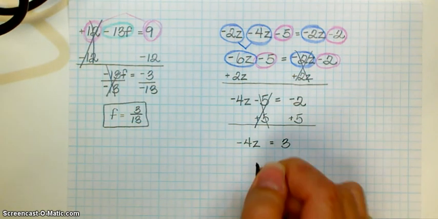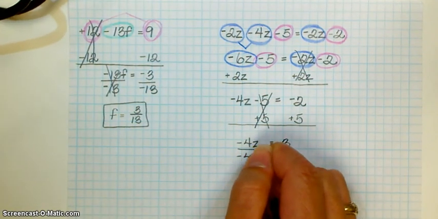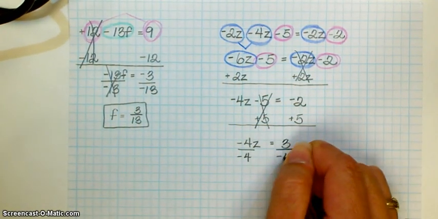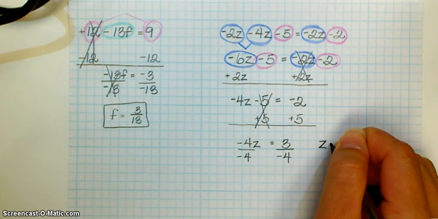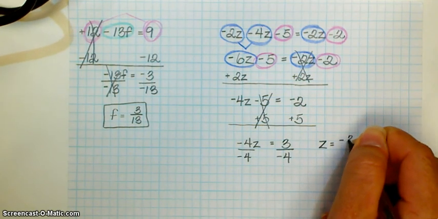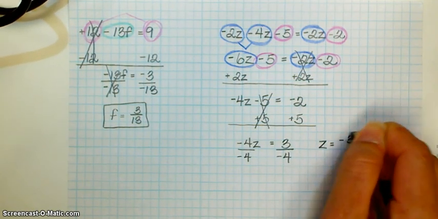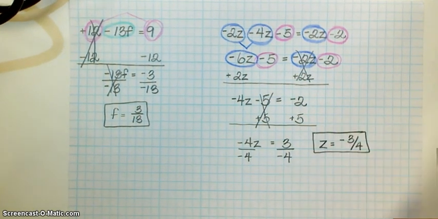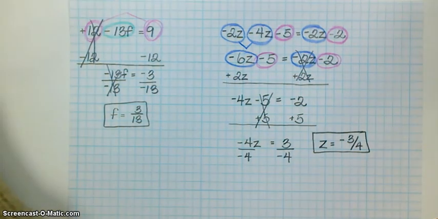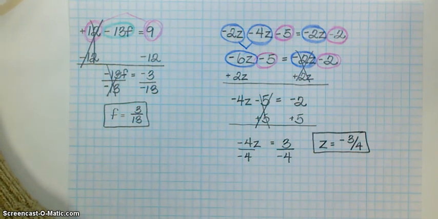Now I can finally solve for z. Divide by negative 4, divide by negative 4. z equals negative 3/4. Okay, so hopefully that'll be a little guidance on how to deal with like terms and putting them together. These two examples are fairly simple, but the rules are always the same. It's just that sometimes the equations can be more complicated.